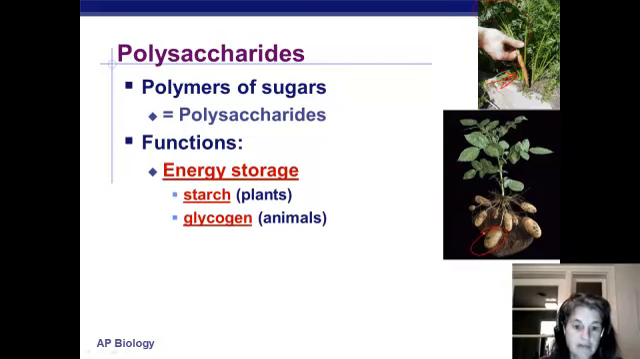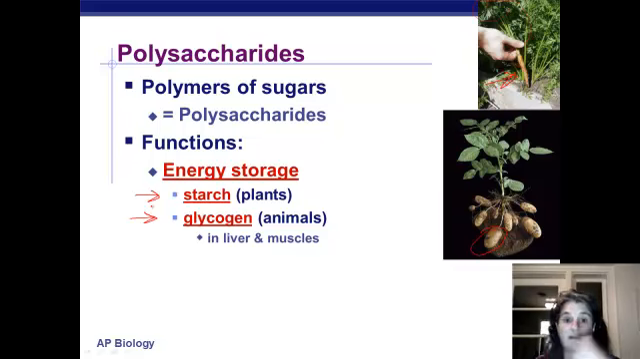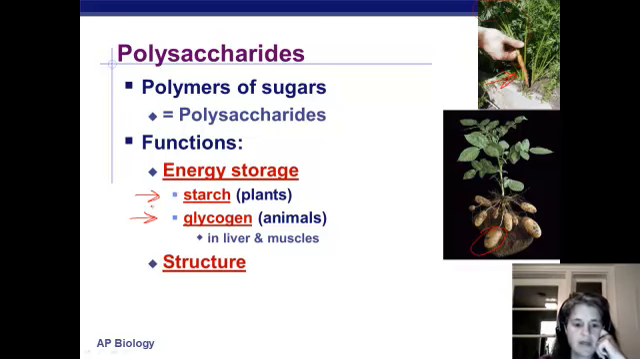There's another form of carbohydrate storage in animals called glycogen. It looks a lot like starch, but it's not starch, and animals cannot make starch, so they use a different chemical for that. Glycogen is generally found in your liver and in your muscles.